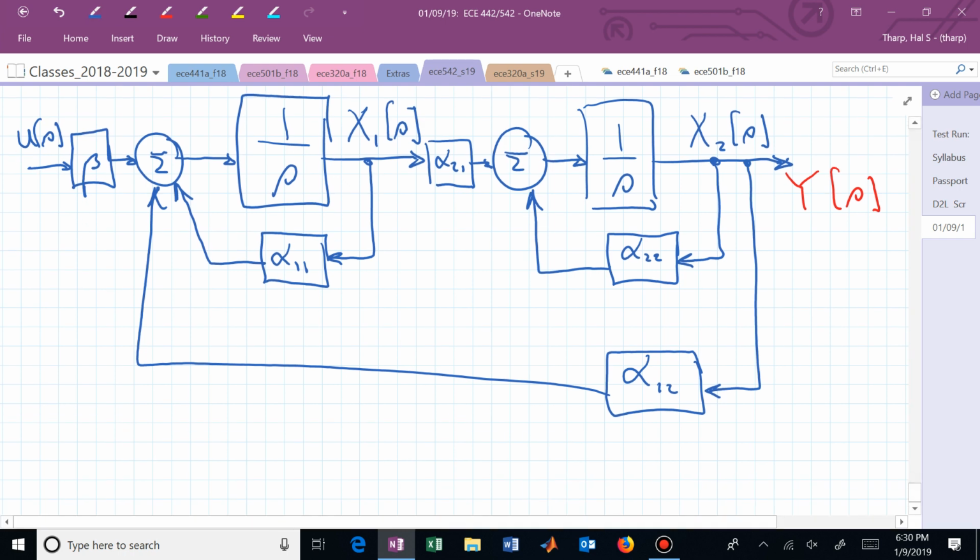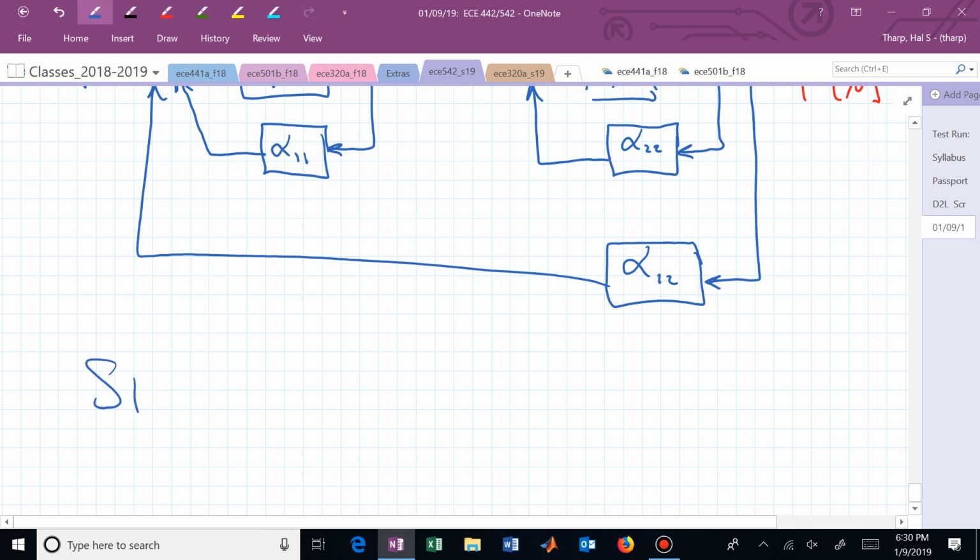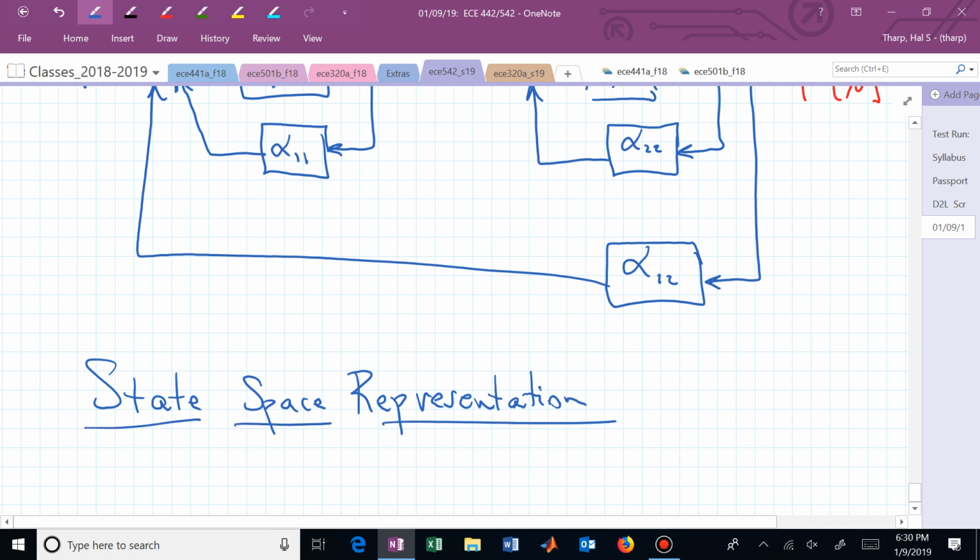How else can we model this? Like I said, we want to get comfortable going back and forth with all sorts of descriptions of a system, so that depending on what you are given or what you're deriving, you can now start to analyze and control that system. Another model that we will be working with will be a model in the form of a state space representation.